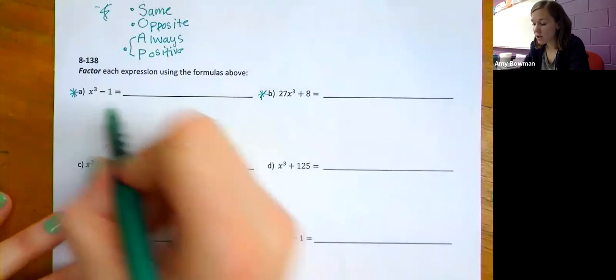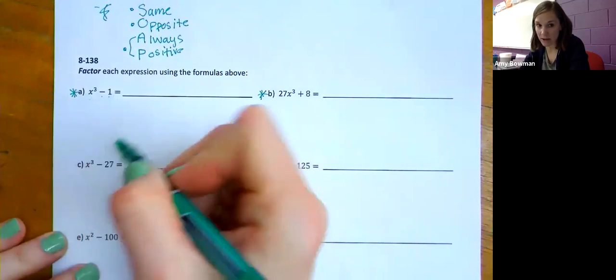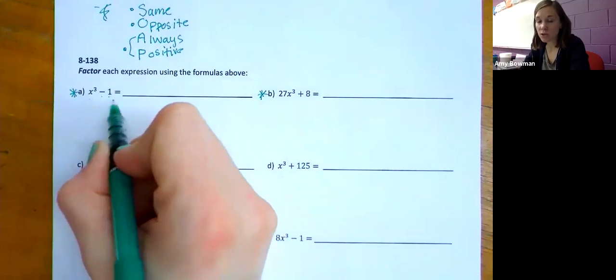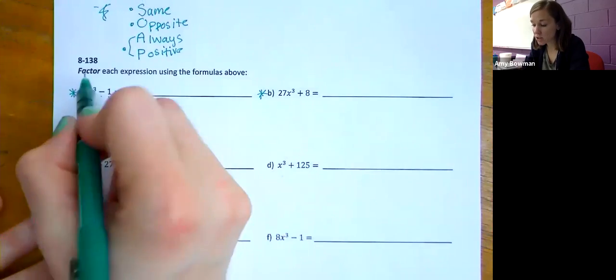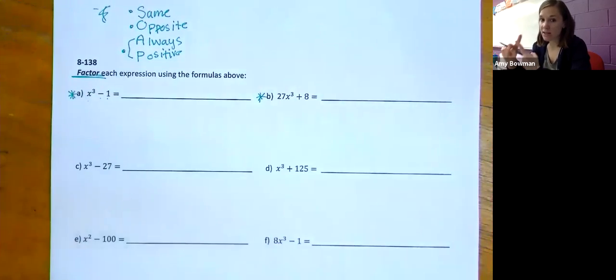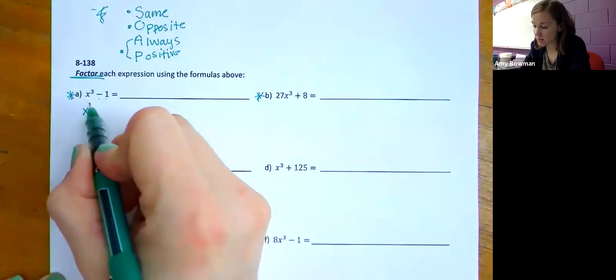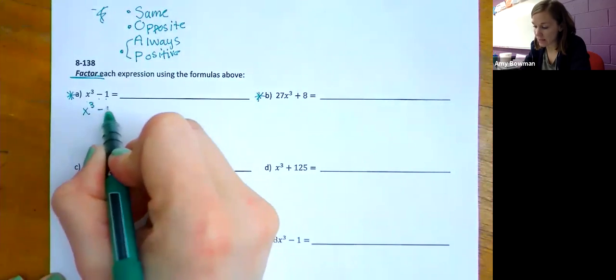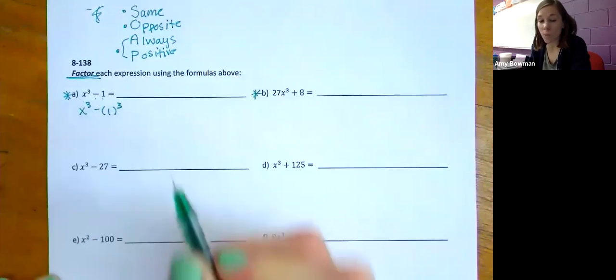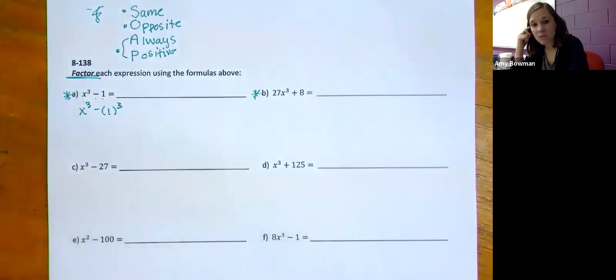Okay, so I've got x cubed minus 1. The fact that I only have two terms here and I'm asked to factor, I should be thinking, okay, that's either a difference of squares or a sum or difference of cubes. It's obviously a difference of cubes because I'm cubing x, and 1 is a perfect cube because 1 cubed is 1. So I'm going to apply the formula.